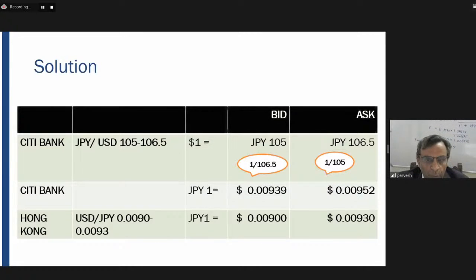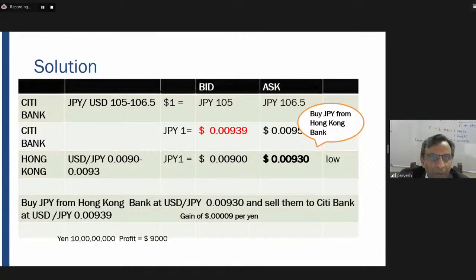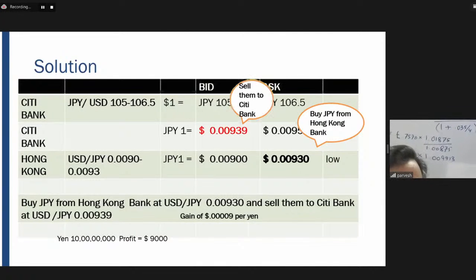So now we see that both the quotes are different. Okay, so we find that Citibank, the Japanese yen is more expensive compared to the Hong Kong bank. You can see the Citibank quote is higher compared to the Hong Kong bank. So what you will do then, you will buy Japanese yen from Hong Kong bank, which is available at 0.00930 and sell them to the Citibank.